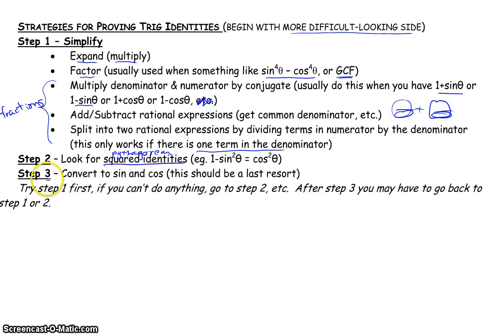And then finally step 3, convert to sine and cos. You may or may not do this step. It might actually be sometimes the first step you do, but it should always be the last resort. Assuming you've tried everything else, you're going to do that as a last resort. And let's say you get to step 3, you might recycle back around to step 1. Okay, let's go back to our notes and try some examples.